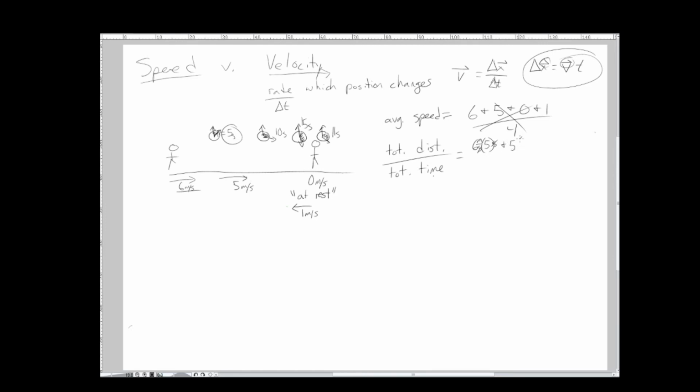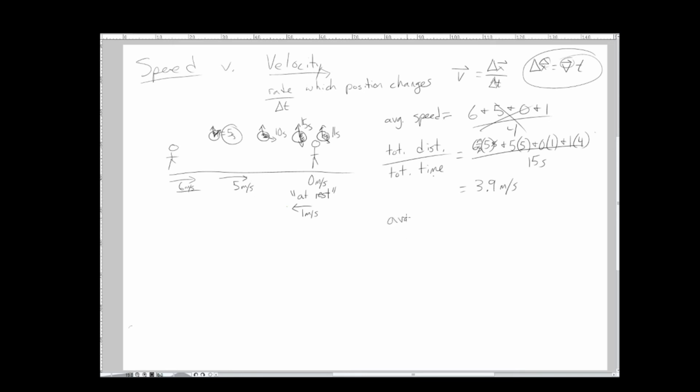Then 5 meters per second all the way through 10 seconds, so 10 minus 5 is 5 seconds. Plus, we're going to stay at 0 for 1 second. And then we're going to travel at 1 meter per second for 4 seconds. So all that over a total of 15 seconds will get us an average speed of 3.9 meters per second.